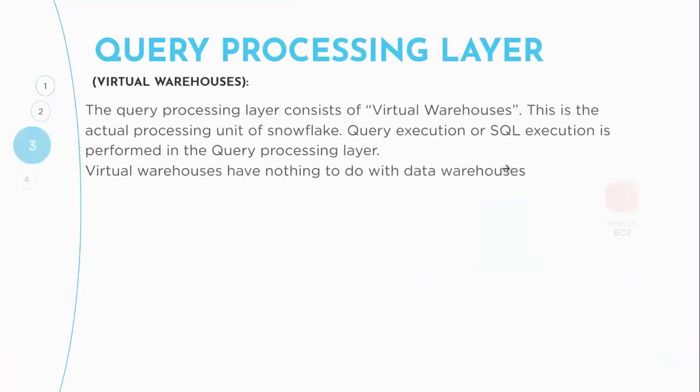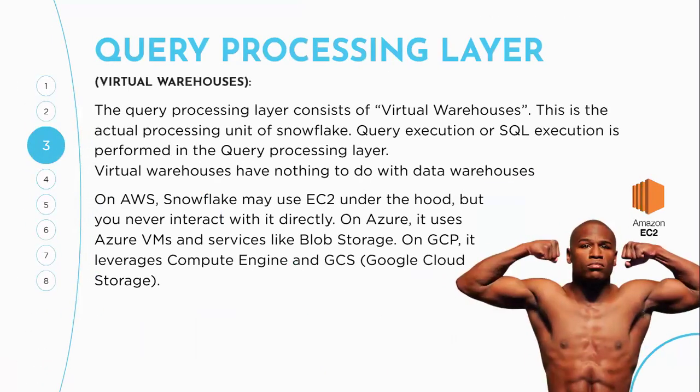Okay, and the next one is VMs, the virtual warehouse. Why do we use VMs? To process a particular query, we need a VM. The query processing layer is considered the virtual warehouse. This is the actual processing unit of Snowflake. Query execution or SQL execution is performed with the help of the virtual warehouse.